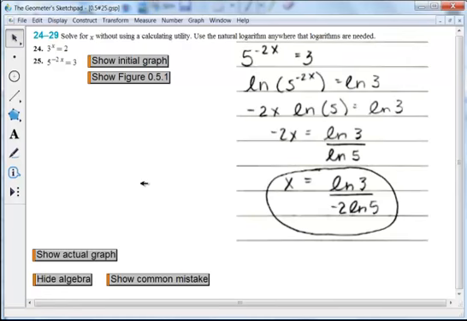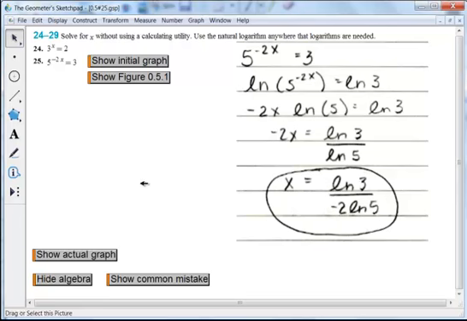So we have 5 to the negative 2x is equal to 3. Well, if two quantities are equal, then their natural logs are equal. So I can say the ln of 5 to the negative 2x is equal to the ln of 3. Well, another rule for logs is that when you raise a power to a power, you multiply. So I'm going to take this power and multiply it by this power. So I bring that basically down in front. So we have negative 2x times ln 5 is equal to ln 3.